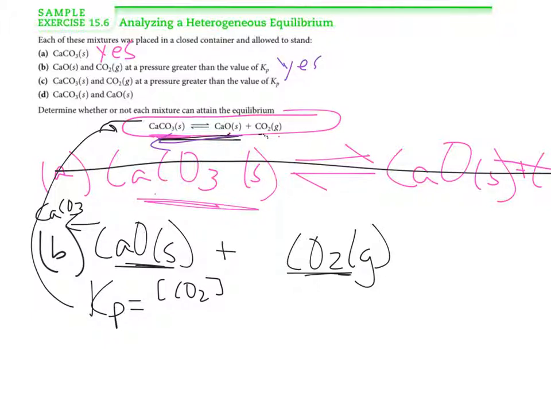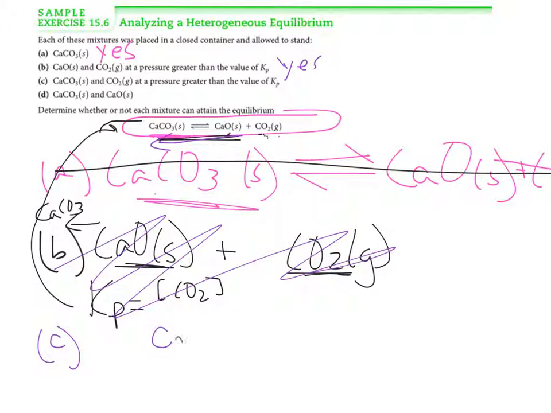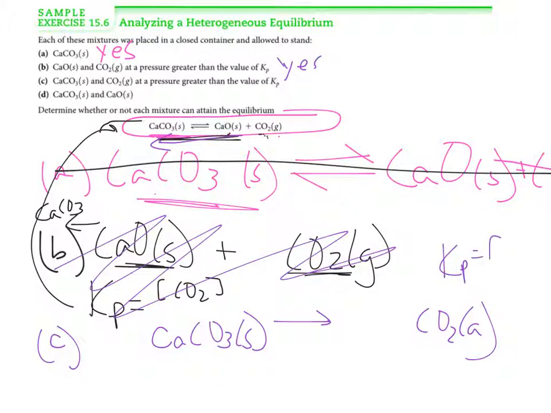Okay, next question. I'm going to do this in another color. If we have CaCO3 solid and CO2 as a gas, and the pressure is greater than the value of Kp, this would want to come down so that it would equal Kp. But we only have this substance and this substance. We don't have any of this. So equilibrium cannot be reached here because this cannot combine with calcium oxide to create more calcium carbonate.